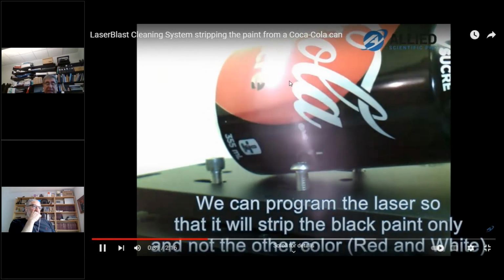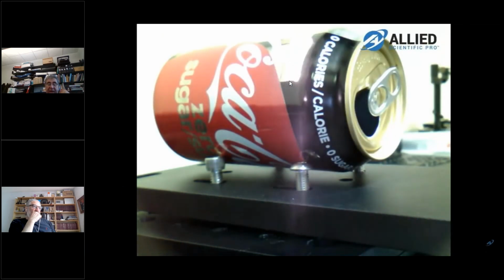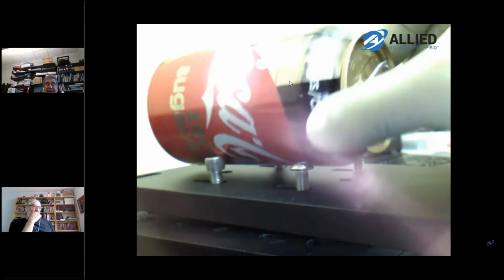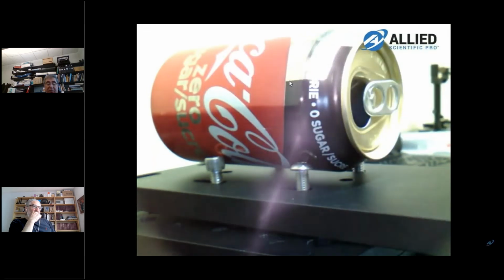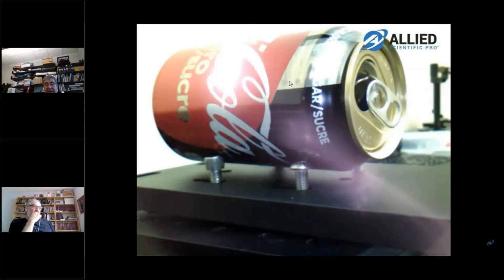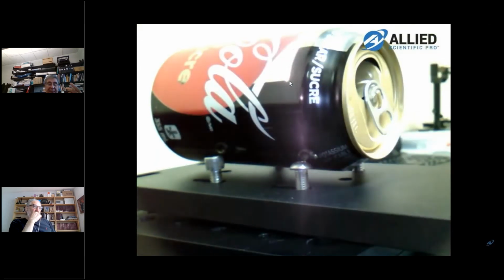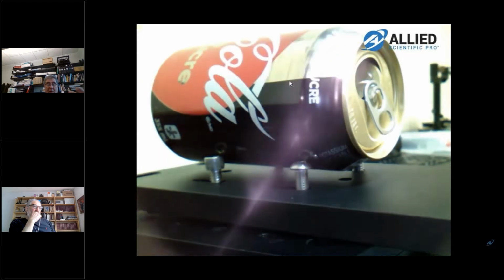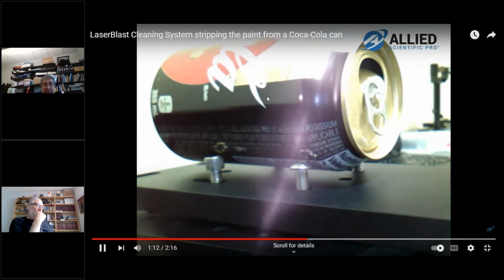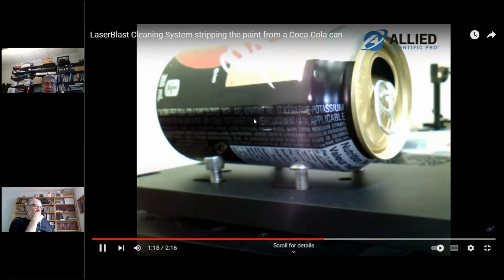The reason for this is that the fluence has been tuned so that it is above the threshold of the black paint, so you can remove the black paint, and below the threshold of the red and white. They have lower absorption coefficients, so they need more energy. So the energy is below the threshold energy for the red and white. That's why it's not removing them. It's only removing the black.